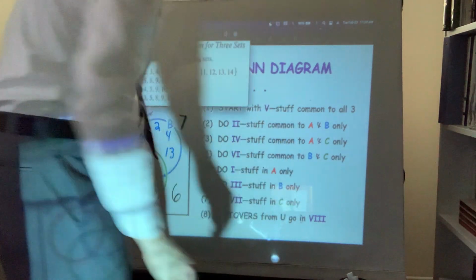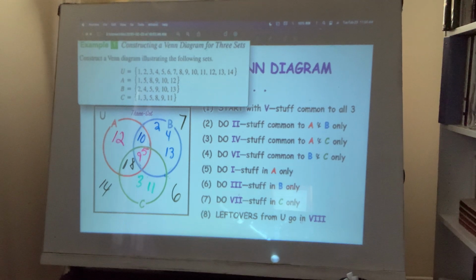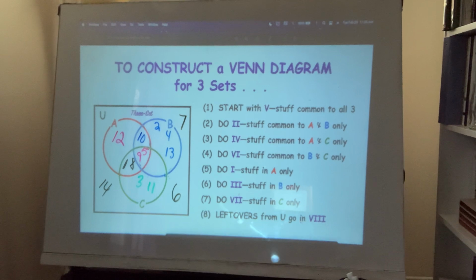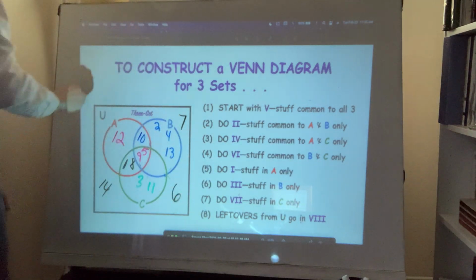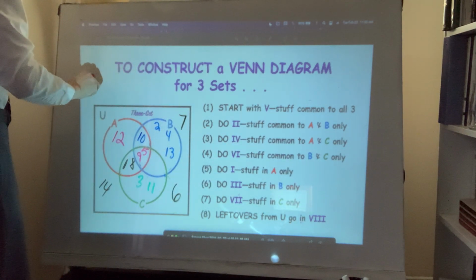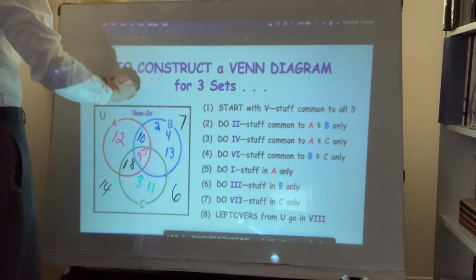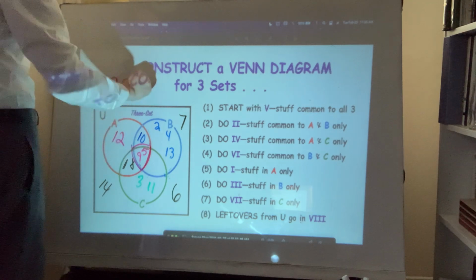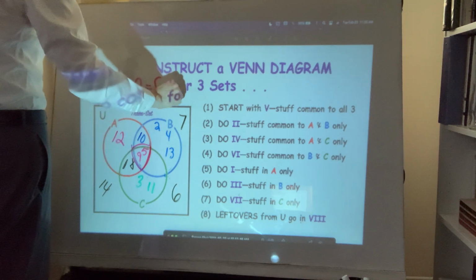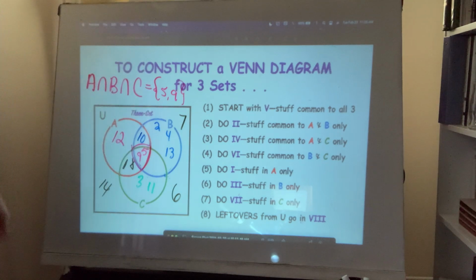Let's put that aside for a moment. The intersection of A, B, and C, which again is the triangle in the center, is the 5 and 9, and nothing else.